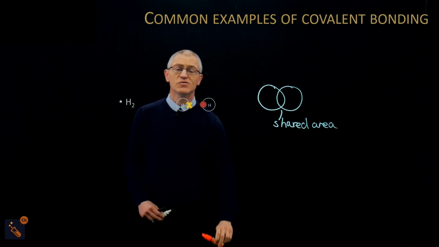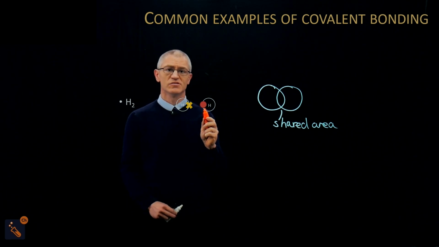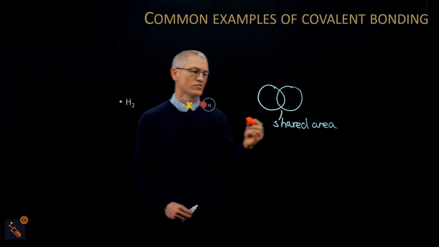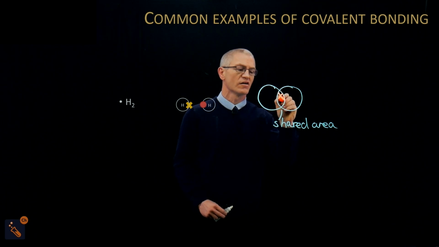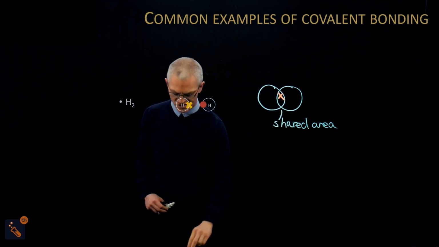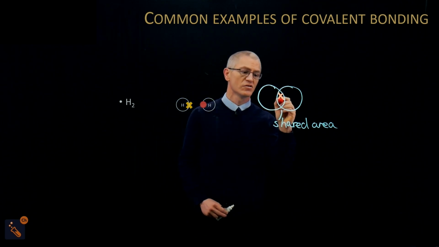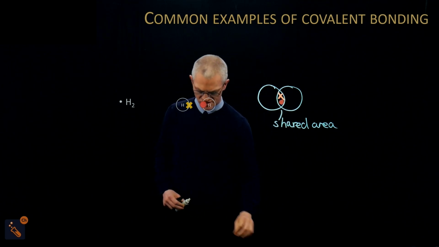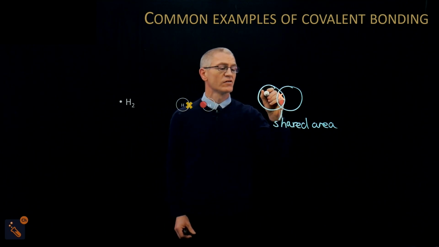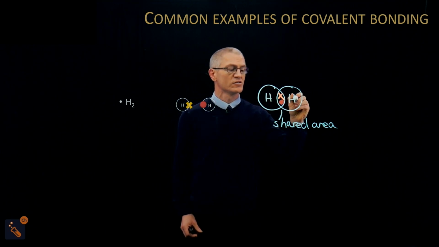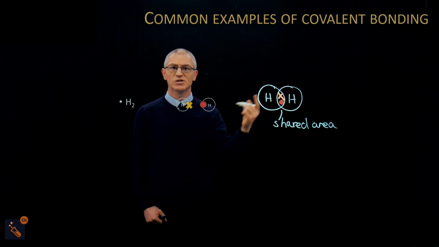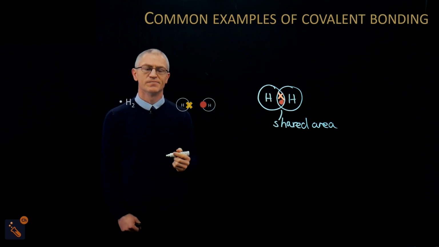Now, then all I do is I take the electrons. So we have our orange cross here, and we'll take that and put it in the shared area. So if it's on its own, we put it in the shared area. So if that is on its own, we now have H2. And that's something you're used to at GCSE level.